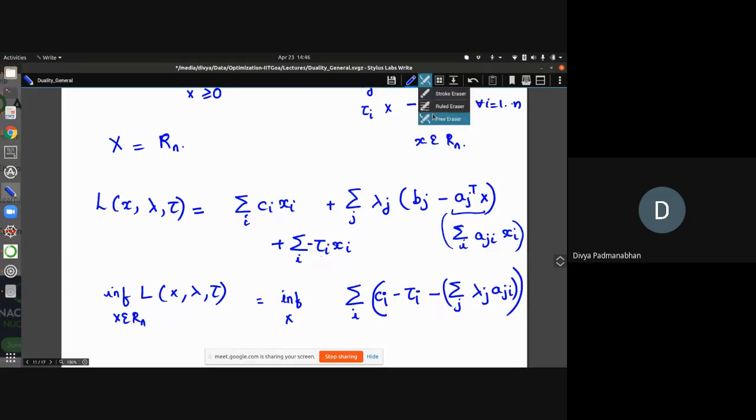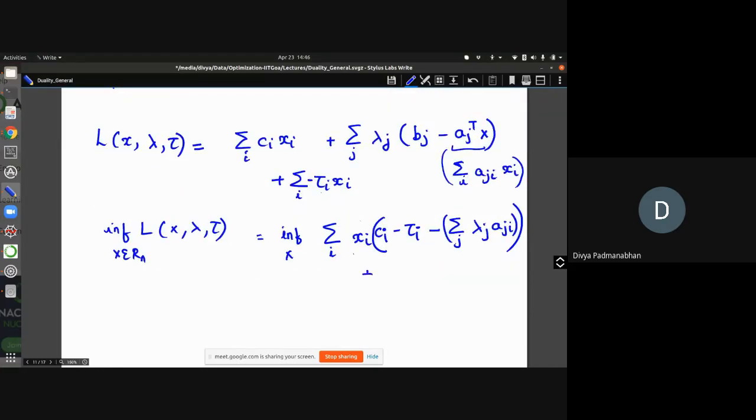So let me just write it a little properly. So this is summation over all i's, x_i times this coefficient you'll get for the x's. Okay, and plus there is a summation over j, lambda_j b_j. So this is over the m constraints. So this is an unconstrained optimization problem.